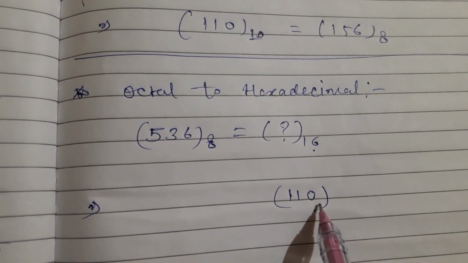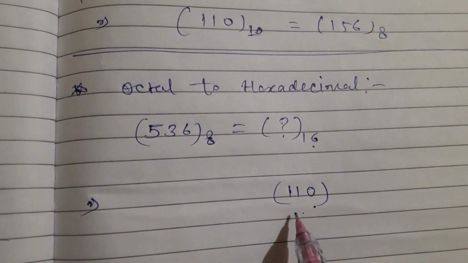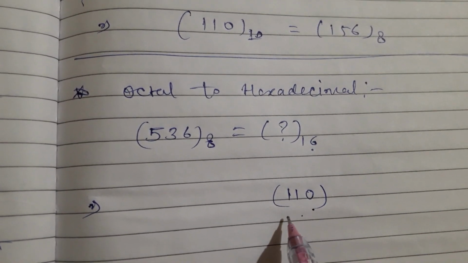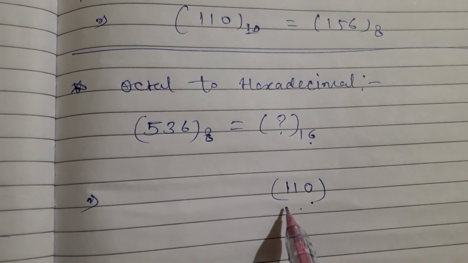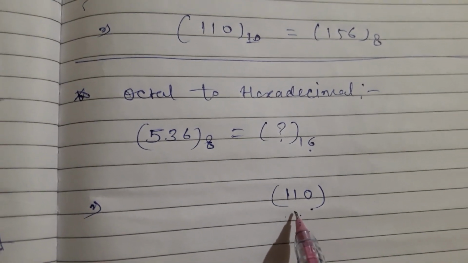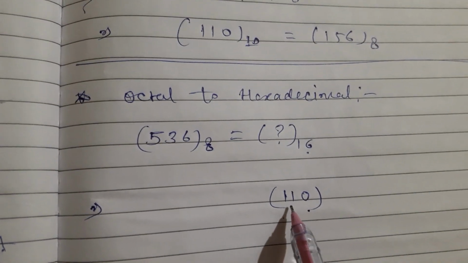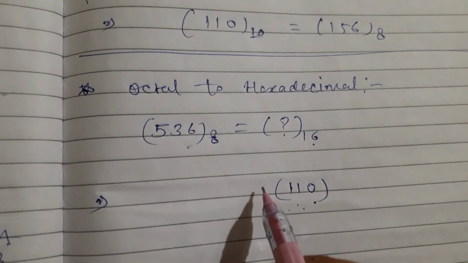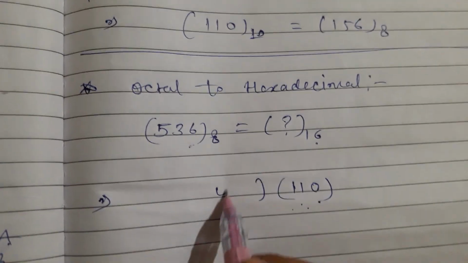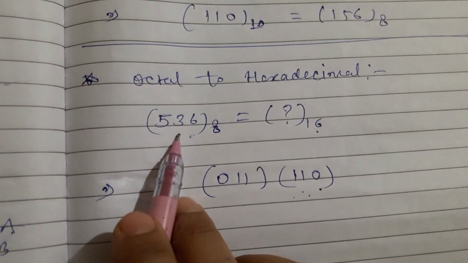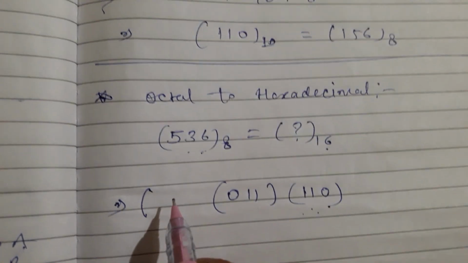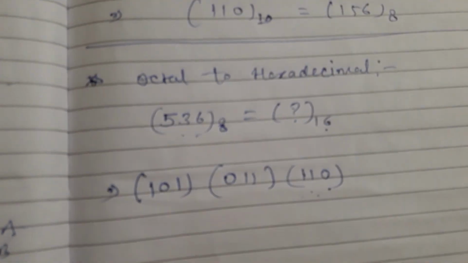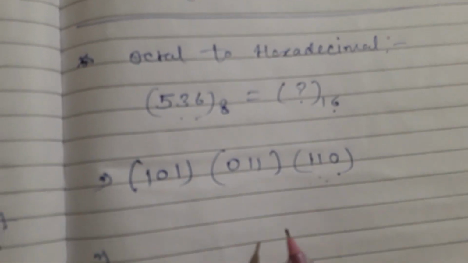2 to the power 0 into 0, 2 to the power 1 into 1, and 2 to the power 2 into 1. 2 to the power 2 means 4. 4 plus 2 is equal to 6. I get it. And likewise I can write 011 as 3, and I can write 101 as 5. You can count it by doing 2 to the power.